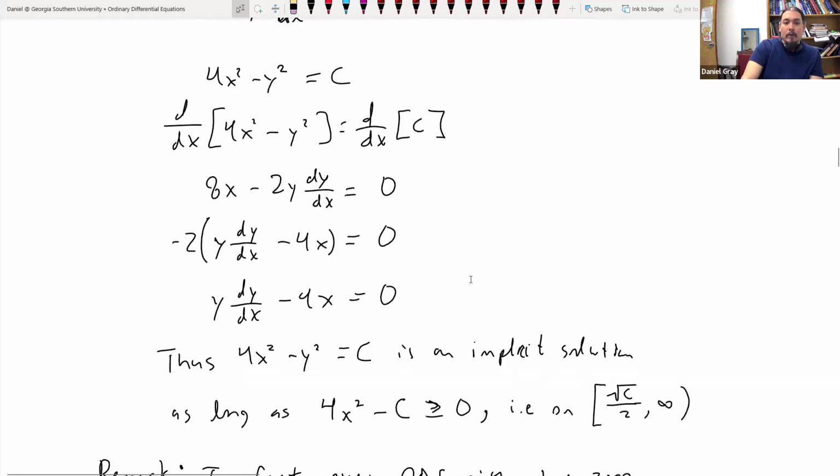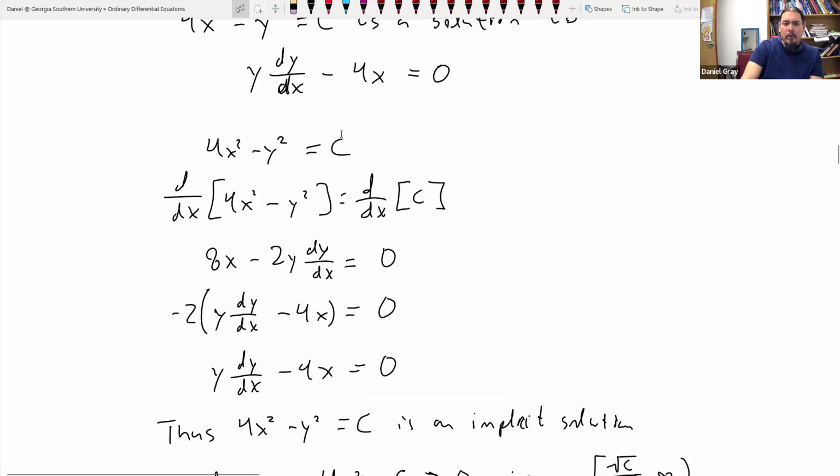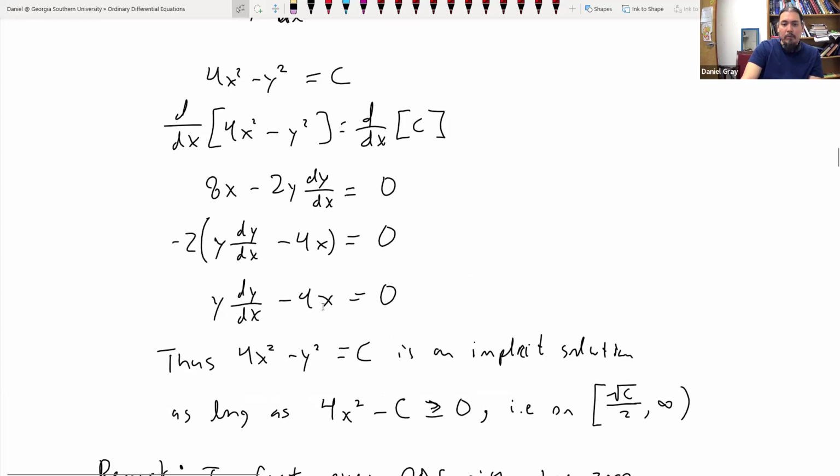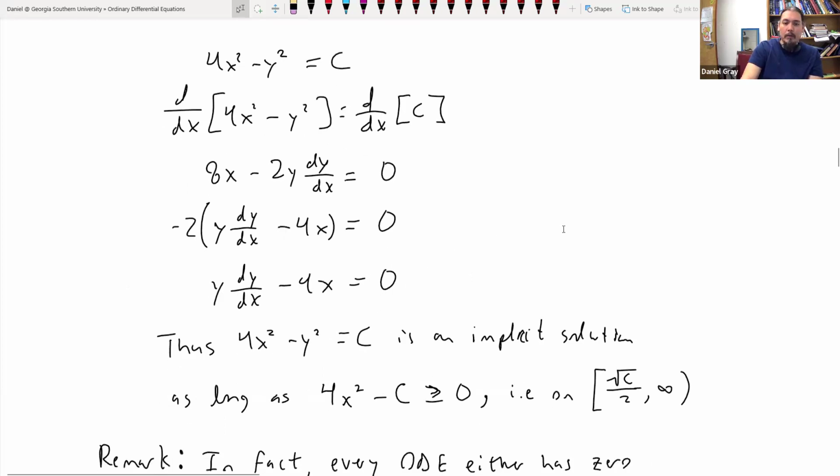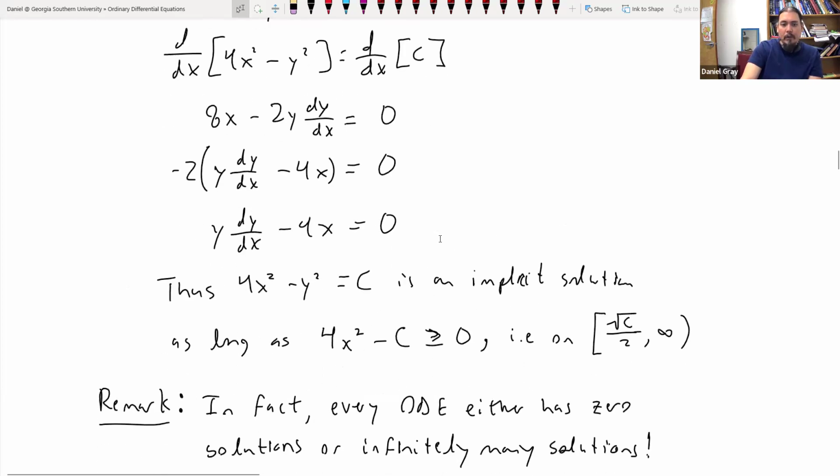Then we're going to try to make it look like our differential equation over here by factoring out negative 2. If we divide by negative 2 on both sides, well, 0 divided by negative 2 is just 0. So then we get y dy/dx minus 4x is equal to 0. Well, there we have it. So thus 4x squared minus y squared equals c is an implicit solution for every single constant c.